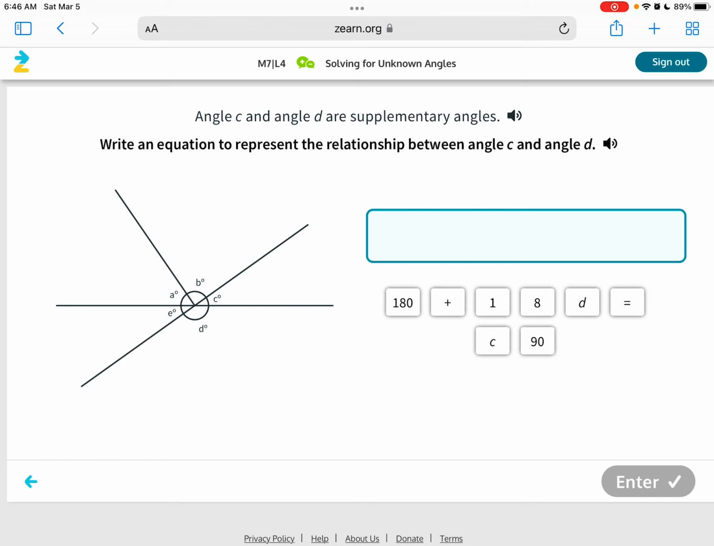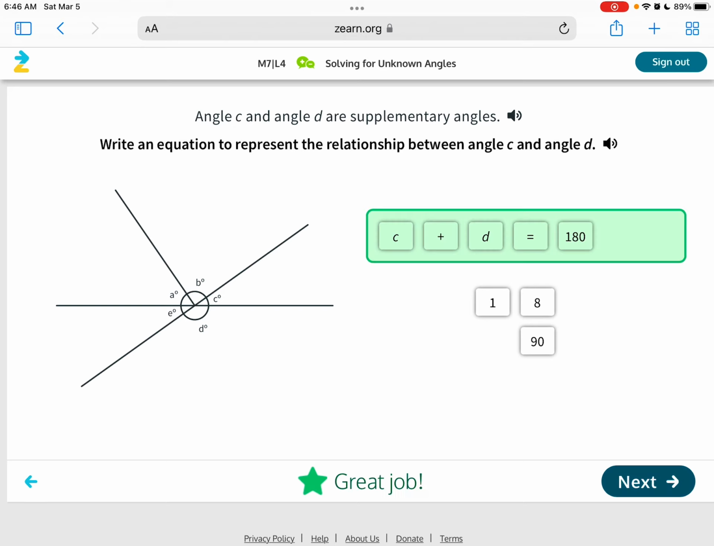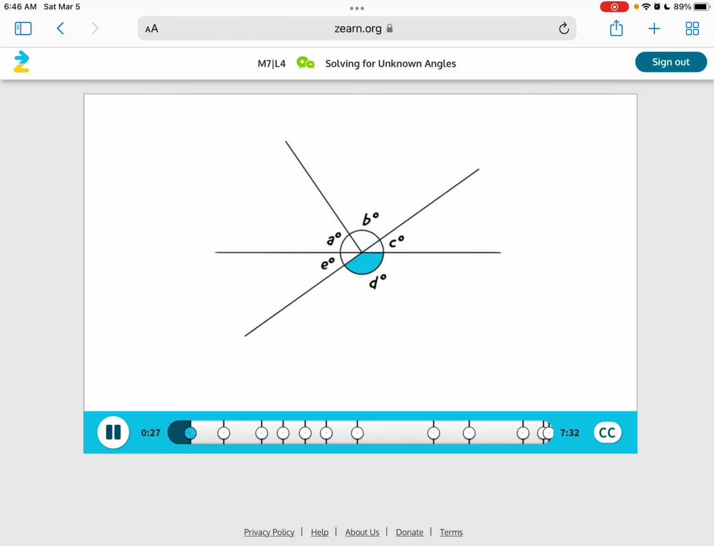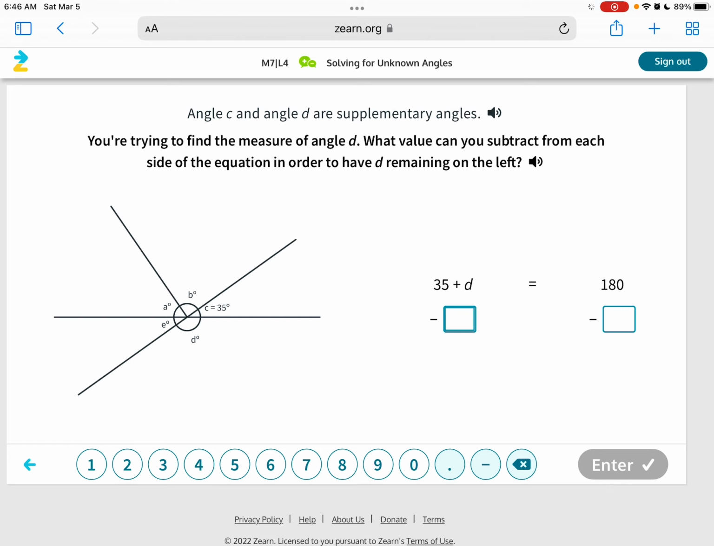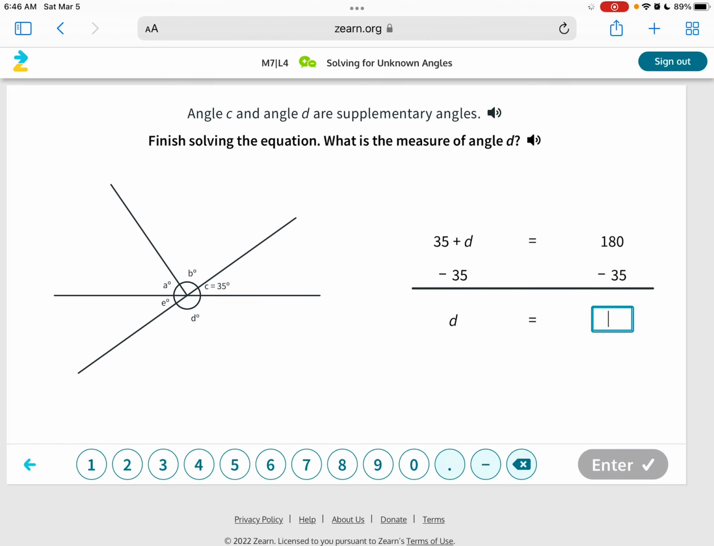Okay, so since C and D are supplementary, we know they need to equal 180. So C plus D equals 180. Angle C and angle D are supplementary. And here what they're wanting us to do is subtract that 35 from both sides. Then you do 180 minus 35.